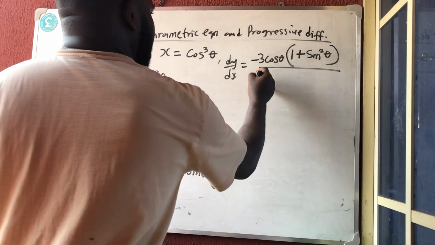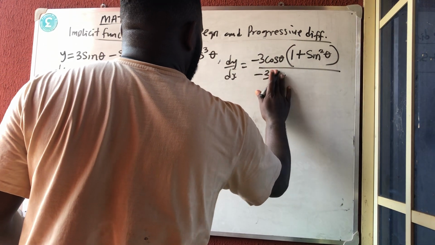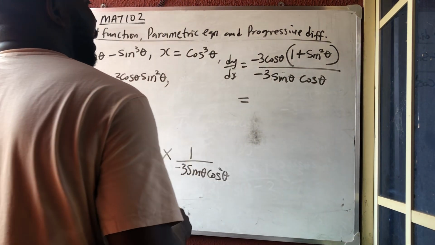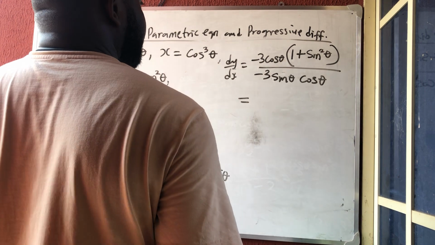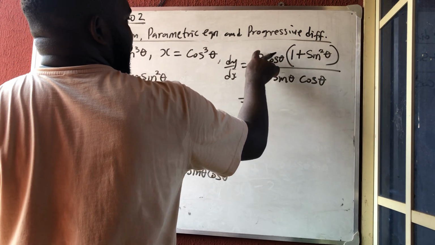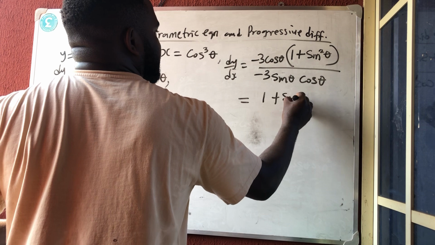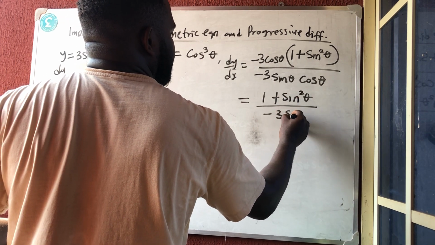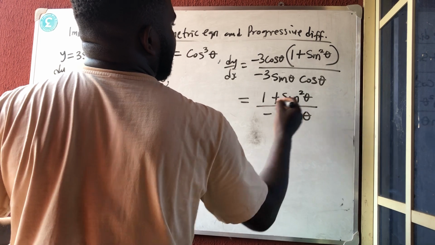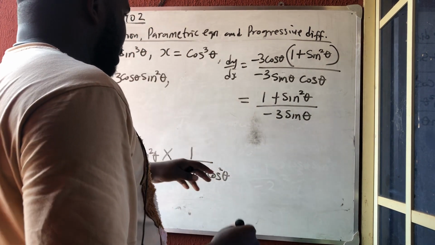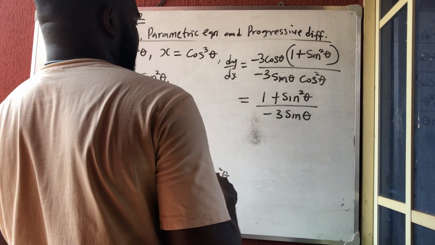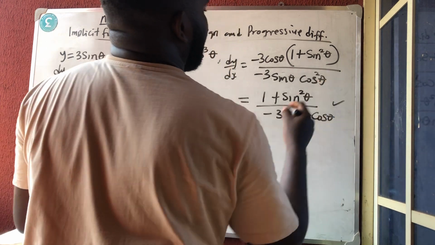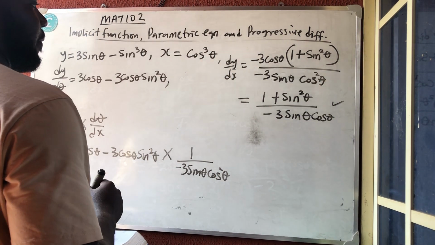Then I'm having minus 3 sine theta cos theta. Okay, so what do I have now? So this will cancel this and this will cancel this. So I'm having 1 plus sine squared theta all over minus 3 sine theta. I hope you get it. Okay, sorry, there is squared here. So one of these take care of one of these. I'm still having cos theta here. So I think that is that.